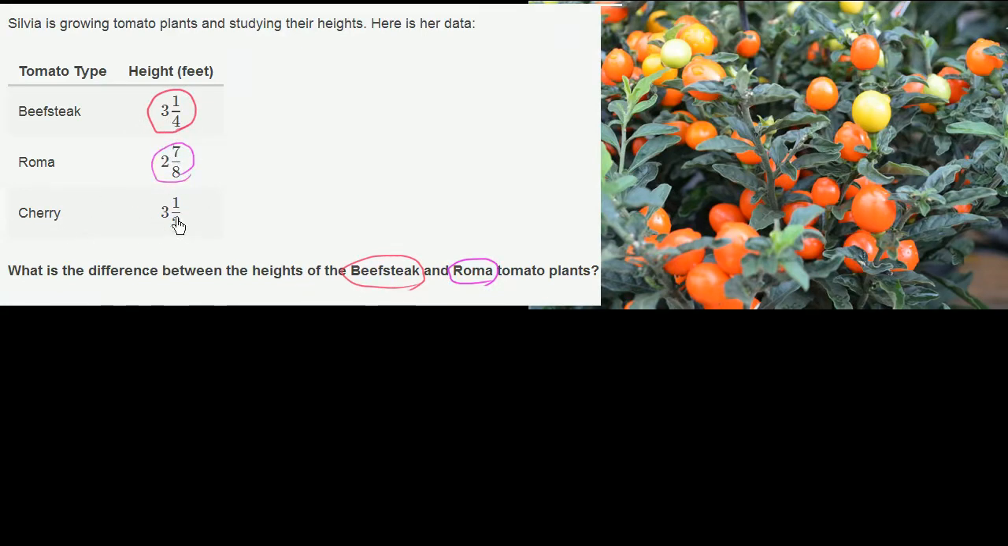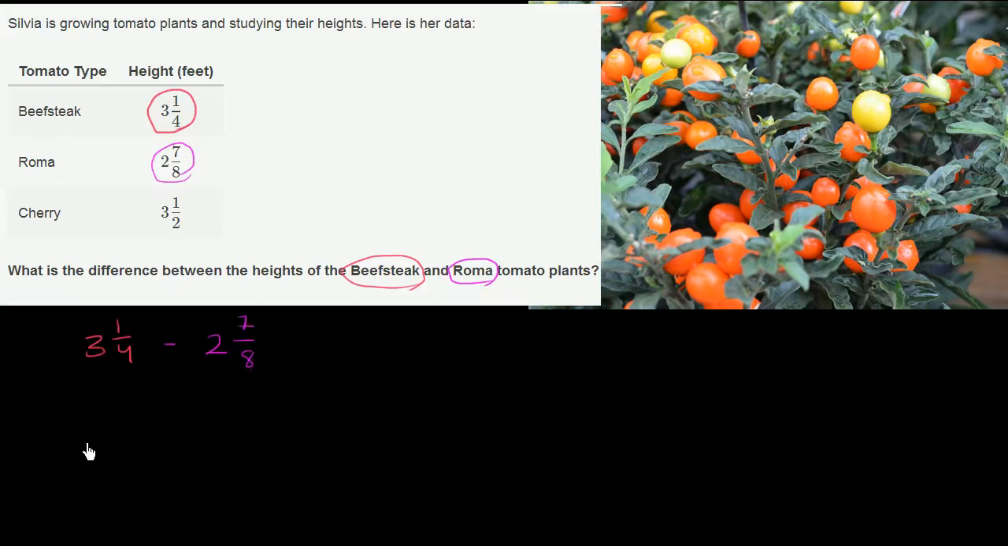So they want us to find the distance between these two heights. This cherry tomato height was really unnecessary for the sake of this problem. So we want to find the difference in these two heights. We want to subtract the smaller of these from the larger of these. So we're really trying to evaluate what 3 and 1/4 minus 2 and 7/8 is.